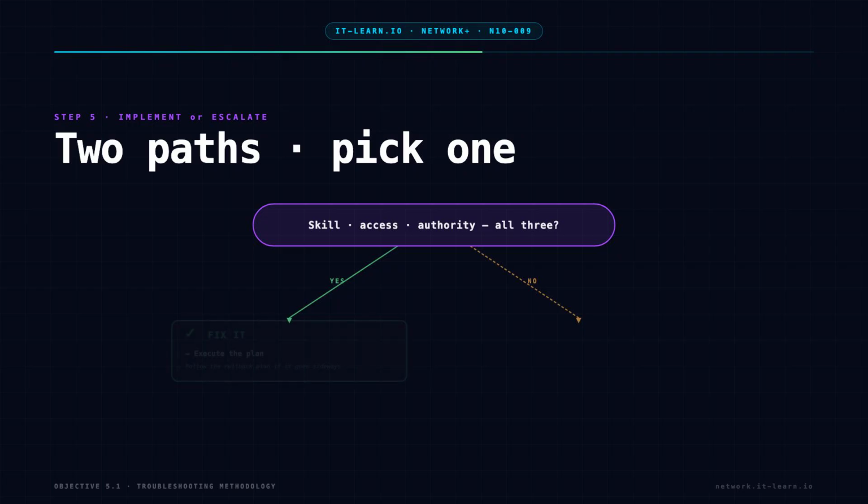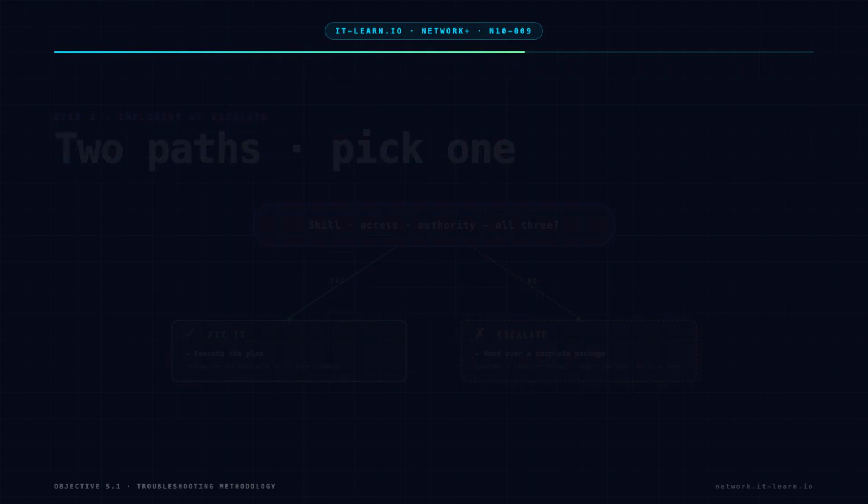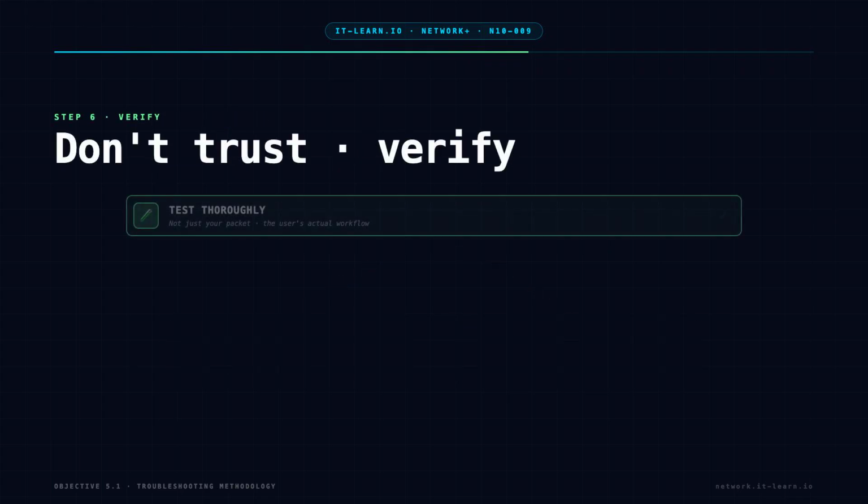Step 6. Verify. Don't trust. Verify. The fix worked on your test packet. Does it work for the user? Does the application actually come back up? Did you break something else along the way? Test thoroughly. Confirm with the people who reported it. Check related systems. And while you're there, can you make this not happen again? If a config error caused the outage, add a guardrail. If a hardware failure caused it, add redundancy. The best fix is the one that prevents the next incident.